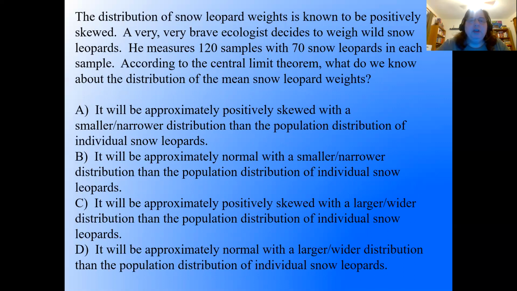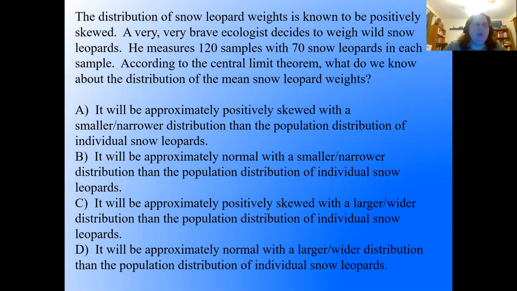The distribution of snow leopard weights is known to be positively skewed. A very, very brave ecologist decides to weigh wild snow leopards. He measures 120 samples with 70 snow leopards in each sample. According to the central limit theorem, what do we know about the distribution of the mean snow leopard weights? Okay, so this comes really directly from that video we watched together during the lecture. I will tell you the answer in just a second.